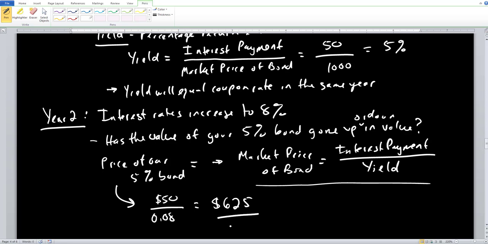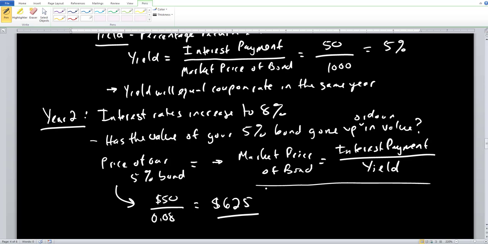$625. So if we actually wanted to go ahead and sell off our 5% bond in year number 2, the most anyone would actually want to go ahead and pay for it is $625. No longer would they want to pay $1,000. Our 5% bond is now seen as less attractive because bonds issued in year number 2 are now giving us $80, or 8% yield, and therefore they're going to be seen as more attractive.